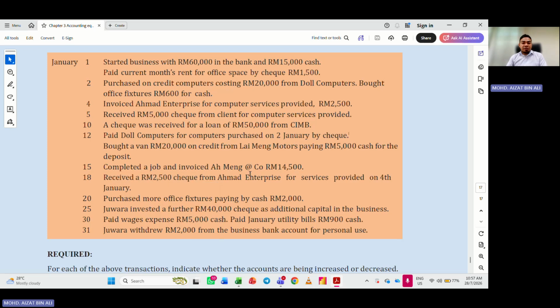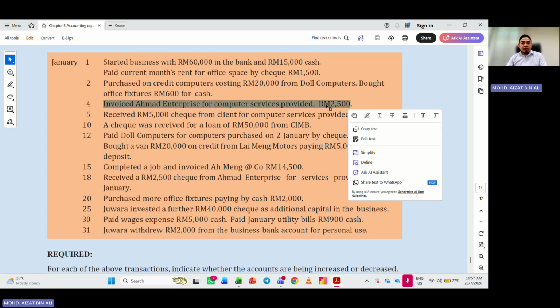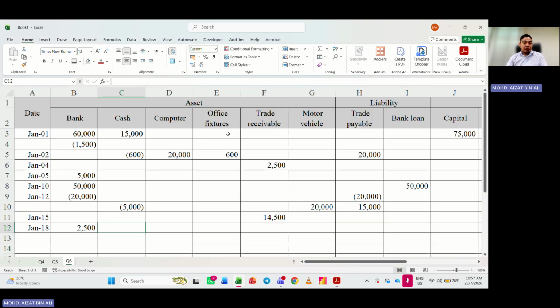From Ahmad Enterprise for services provided on 4th January. We have provided the service actually, and because Ahmad did not pay it, Ahmad was our trade receivable. Now we receive the payment from Ahmad. So in this case, we have to deduct this amount we receive from our trade receivable, 2,500 ringgit.